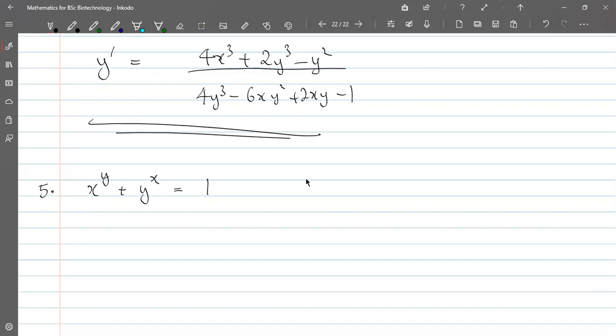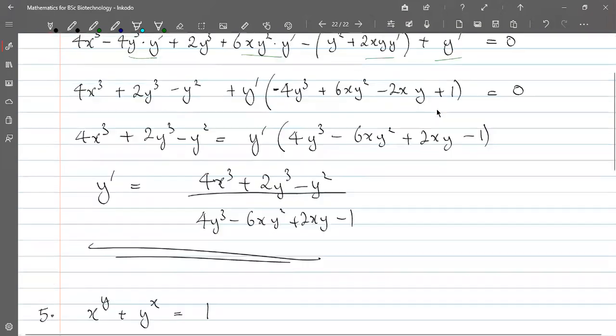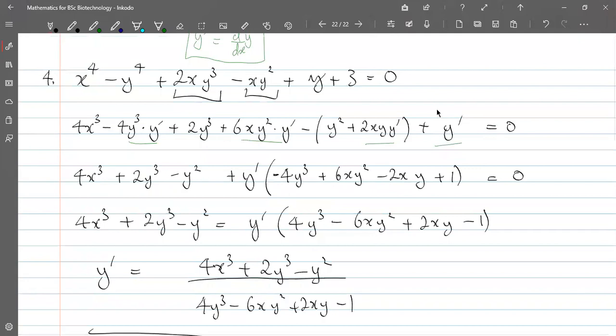In the previous problem, how do you get 4y cube? 4y cube is here. Y to the 4 becomes minus 4y cube y prime. And so that is over here. Okay, you understood, right? This term is this term.